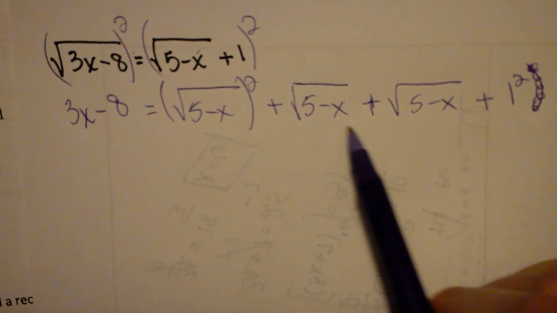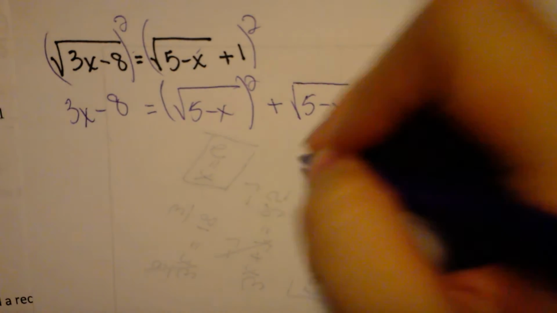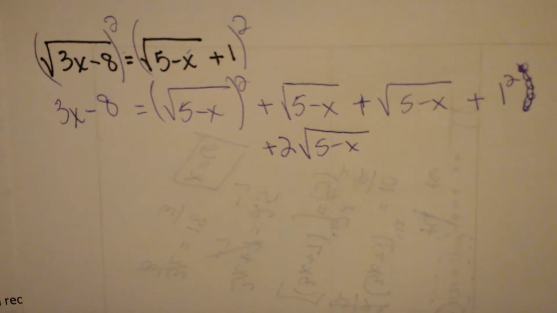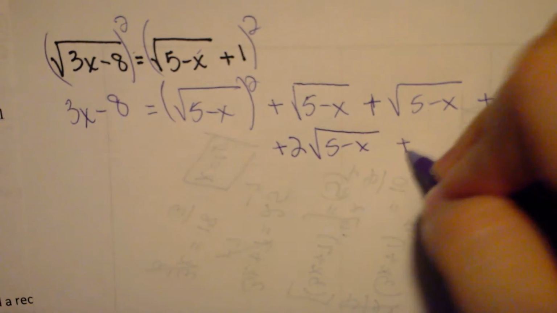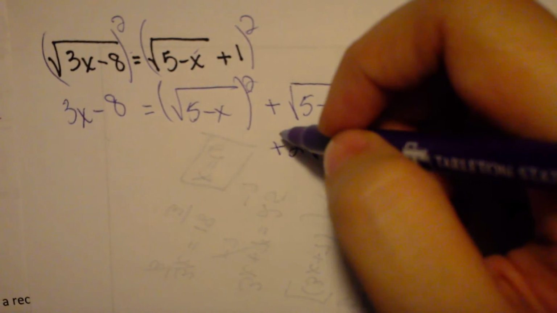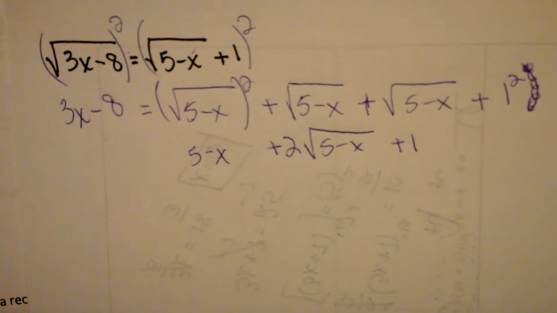So from here, I have two of the same radical, so I can just say that's 2 times the square root of 5 minus x, plus 1. This, I square the square root, so that's where my square root undoes the square. Those two undo each other and leave me 5 minus x. So now I just have one square root.